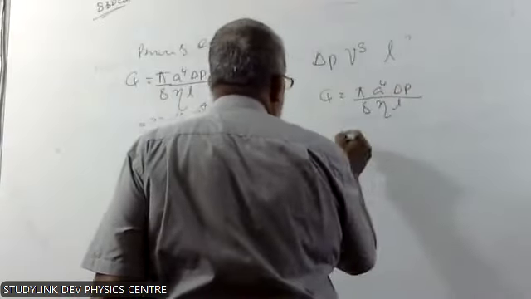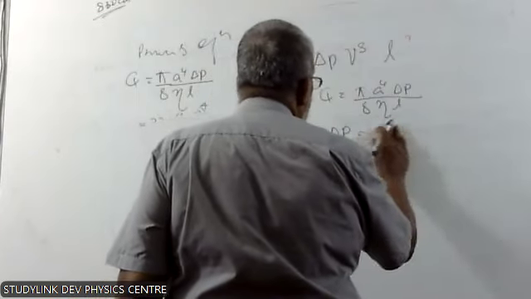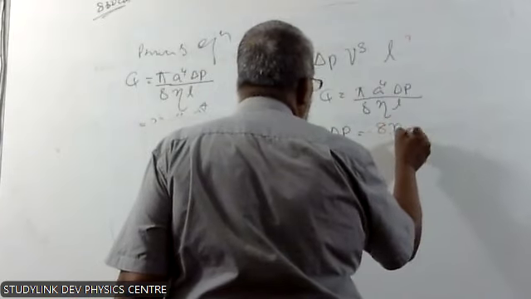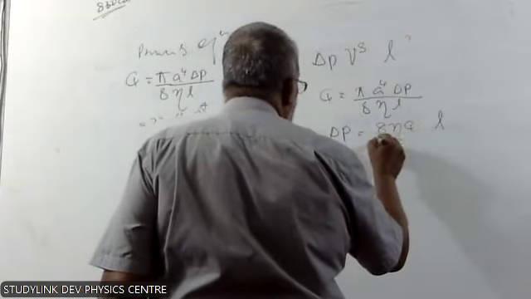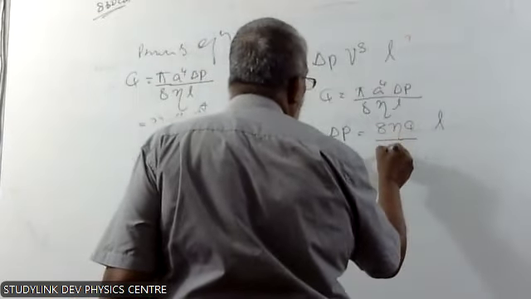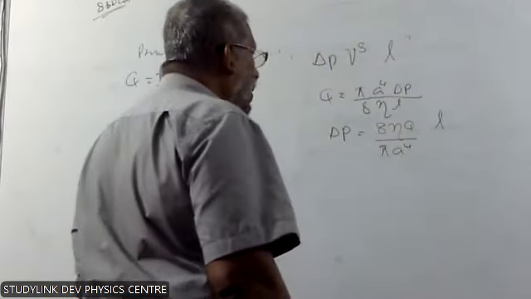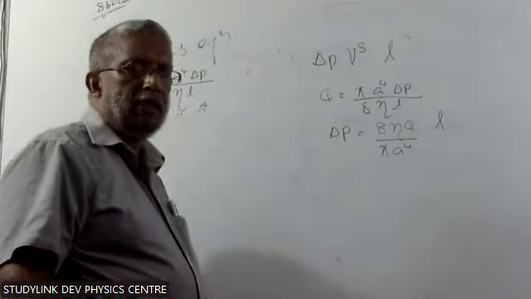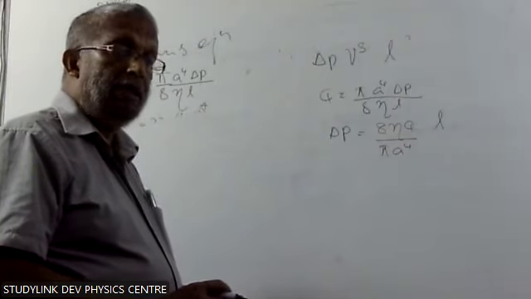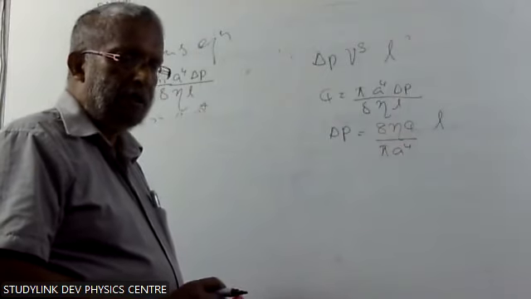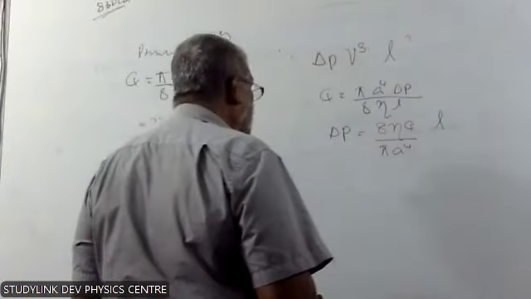So delta P is equal to 8 eta Q into L divided by pi a to the power 4. The coefficient of viscosity depends on the temperature, but temperature is constant. Normally, as temperature increases, the coefficient of viscosity decreases. We'll discuss that further in a future section.